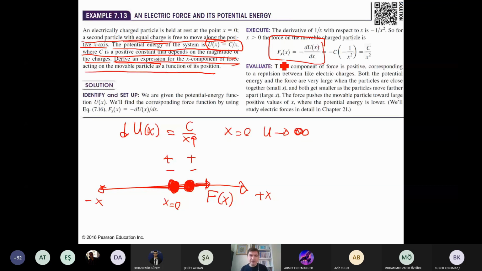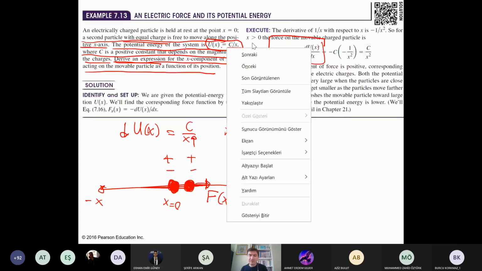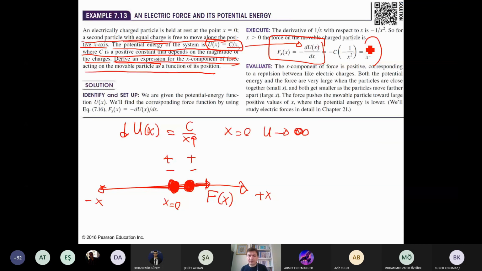If you put this potential energy here in this equation, then if you take the derivative of this potential energy, finally you can get this expression. The force F_x is given with c constant over x squared. So here we have the solution of this derivation. The derivative of 1/x with respect to x is given with minus 1 over x squared.